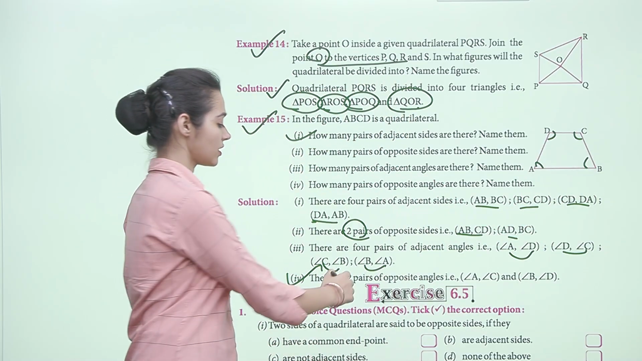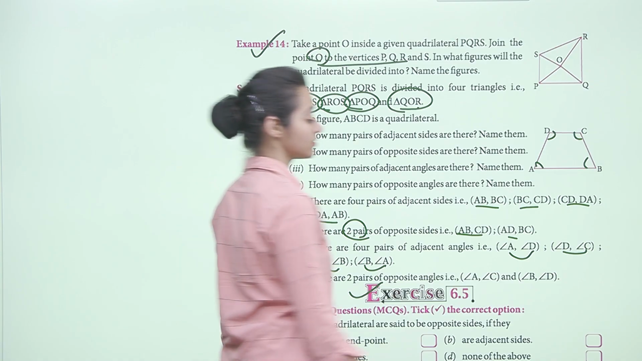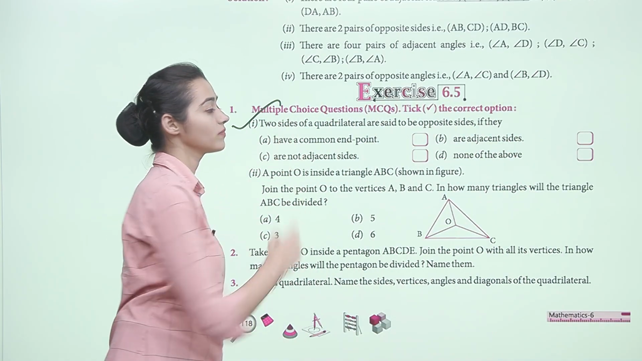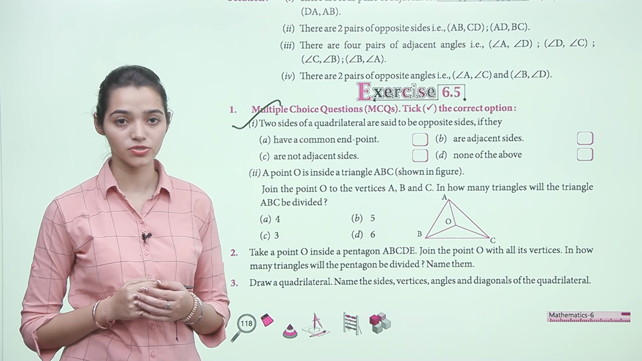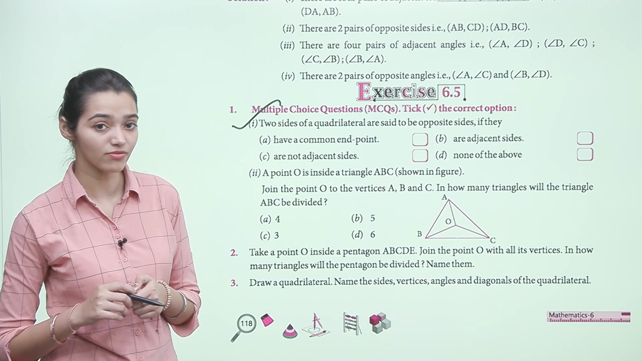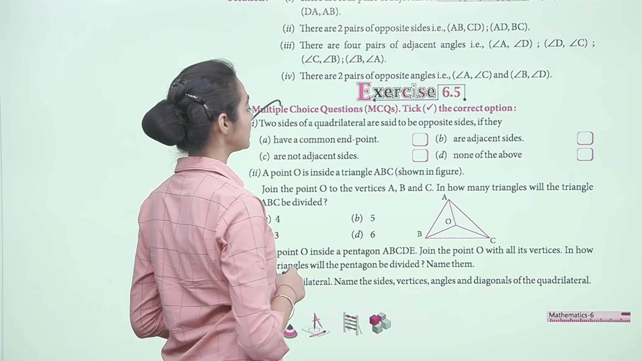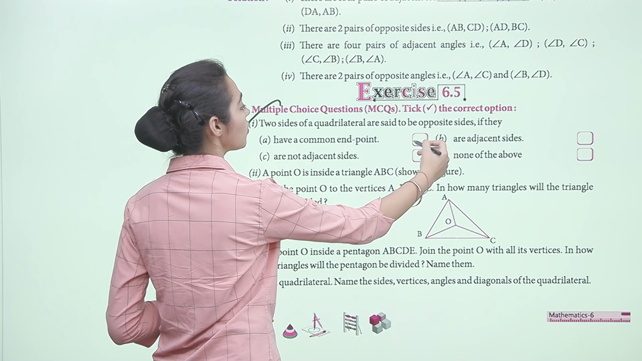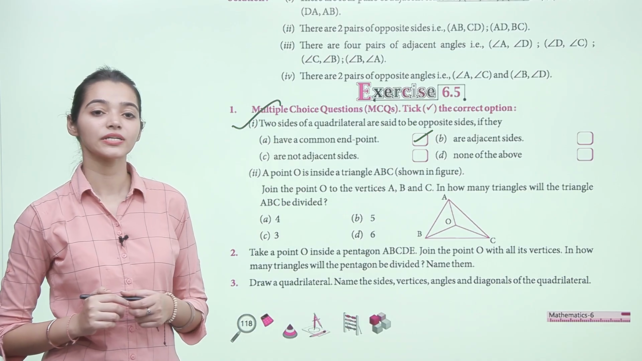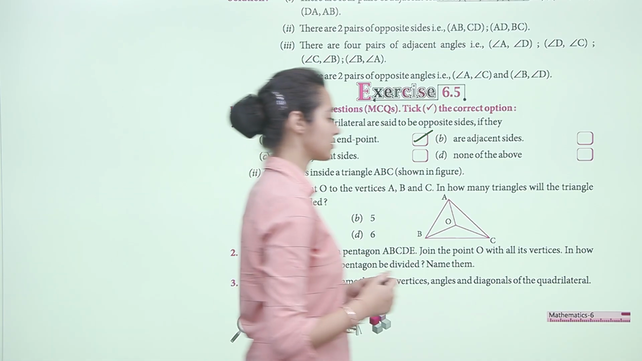Now let's start with exercise 6.5. In the first one, we have a multiple choice question. Take the correct option. Two sides of a quadrilateral are said to be opposite sides if they have a common endpoint. That's how you can complete the remaining part.